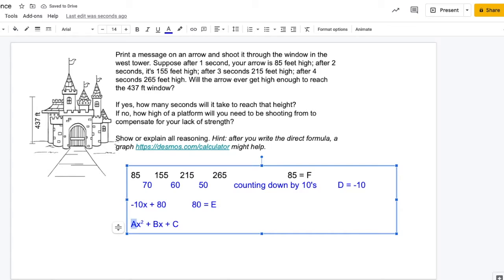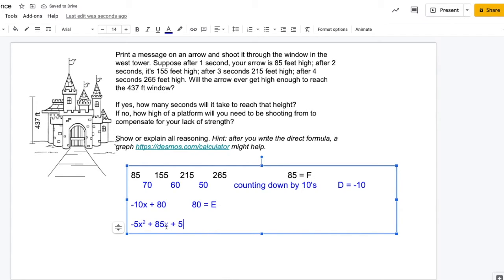A is half of that constant difference, so half of negative 10 would be negative 5. B is letter E, 80, minus letter A, negative 5. So 80 minus negative 5 is 85. And C is going to be the first term minus this constant, or F minus E, which is 5.